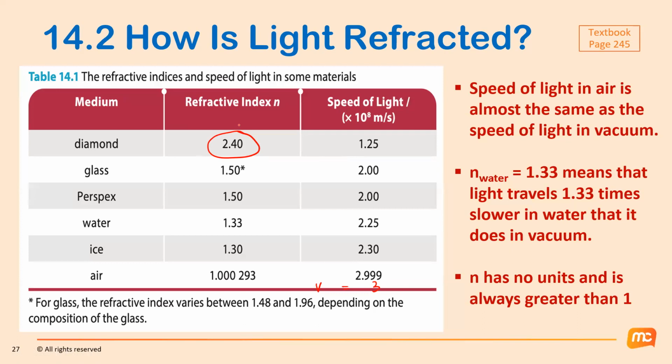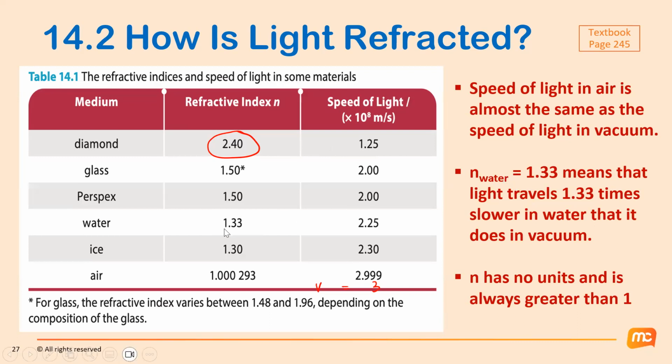So instead of traveling 3 times 10 to the power 8 in vacuum, once I hit diamond, I will slow down by 2.40 times. So the speed of light in diamond is 1.25. So you can see that the larger the refractive index means the slower the speed of light. Means I'm very, very dense. I slow down the speed of light a lot. Okay, so you can see the next example.